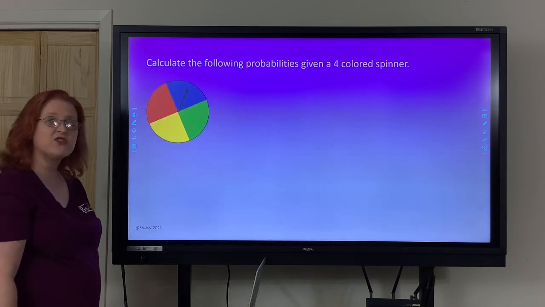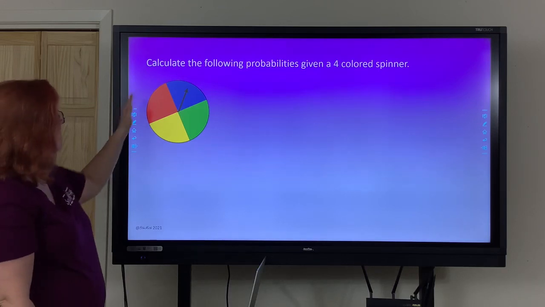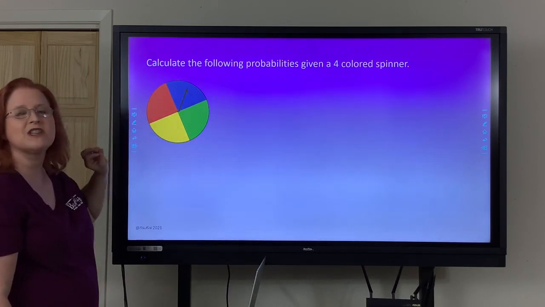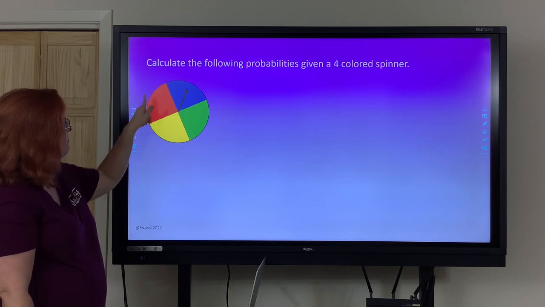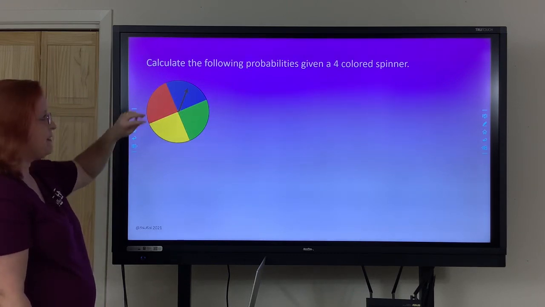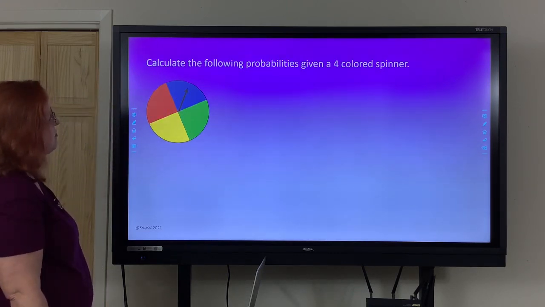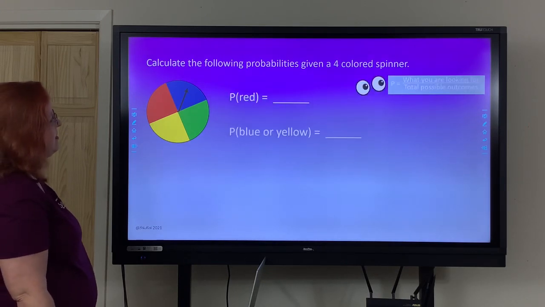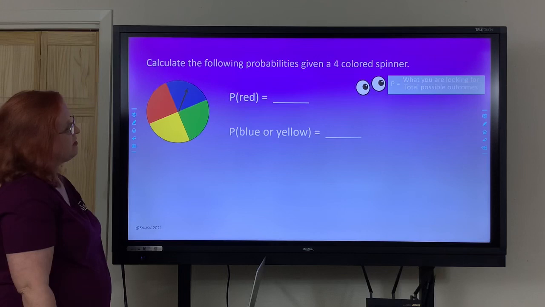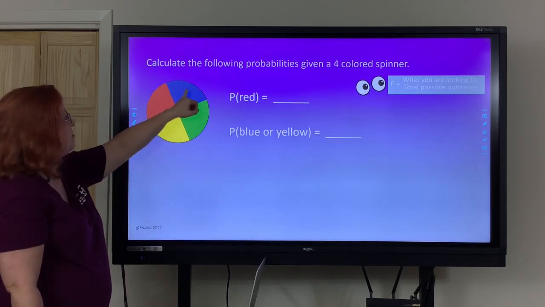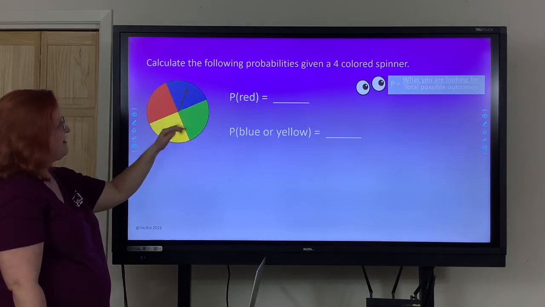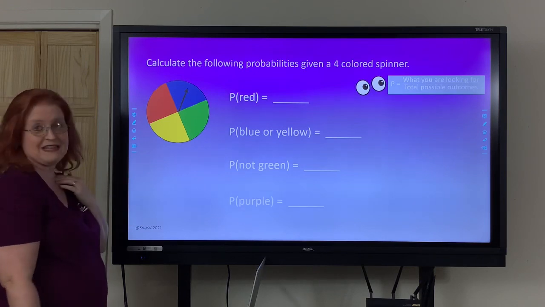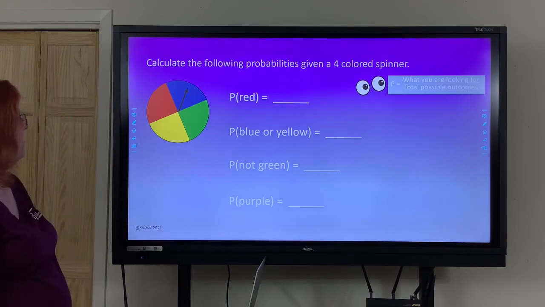All right, now we have this spinner. What can possibly happen if we spun the spinner around? Well, we could land on a red, a blue, a green, or a yellow. So now we're going to calculate some probabilities that could happen.